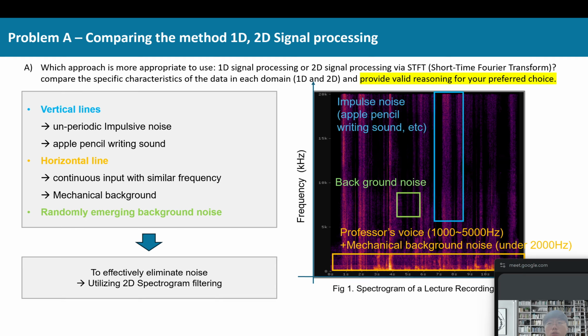The orange line occurs in the frequency range from 1000 hertz to 5000 hertz. We can infer that this is the actual lecture sound, consisting of an adult male's voice. As for the light green line, it appears randomly from time to time, so we can assume it's general background noise. Because we can pinpoint each type of noise at a specific time and frequency like this, I concluded that two-dimensional signal processing is a much more convenient and effective approach for removing noise and securing a clean lecture recording.